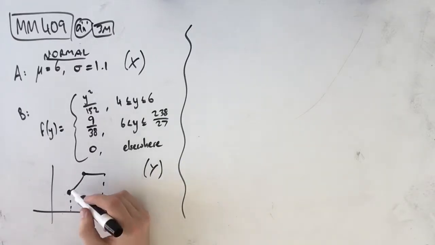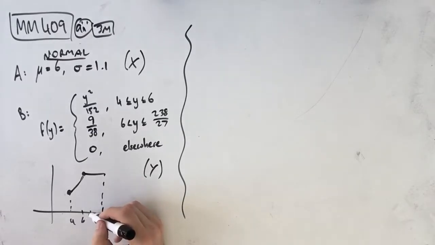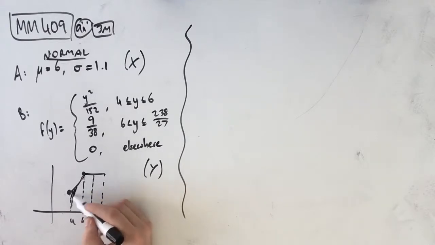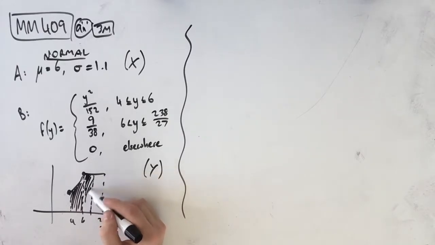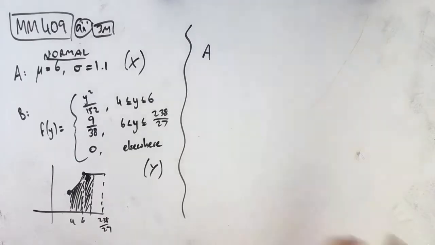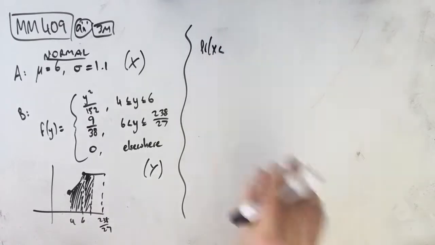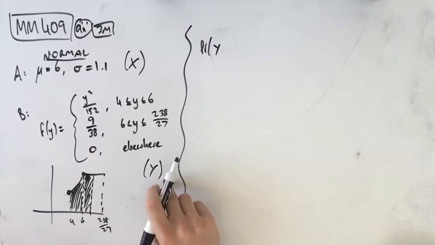Okay, so we've got two different functions. We've got this function here from 4 to 6, and then this function here from 6 to 238 on 27. So what we're looking for is all the area under 7. So this 7 here. So what we're going to do is break this up into 2. We're going to find the area of this first one from 4 to 6, and then we're going to find the area of this one from 6 till 7. So what we get is area, which is our probability that X is less than 7. Or sorry, in this case it's actually Y is less than 7, because that's our Y variable.